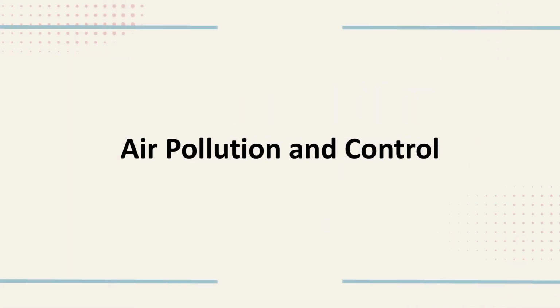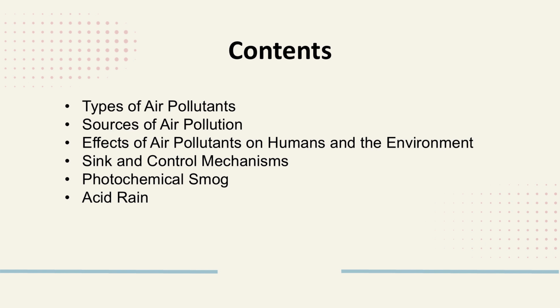Today we are starting with part 9 of Applied Chemistry. In this section, we'll explore air pollution and control. Air pollution is one of the most pressing environmental challenges, with pollutants affecting both human health and the environment. We'll cover the types and sources of air pollutants, their effects on human health and the environment, and control mechanisms, including a discussion on photochemical smog and acid rain.